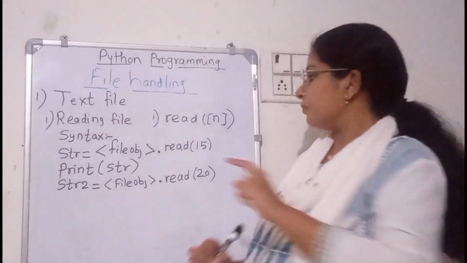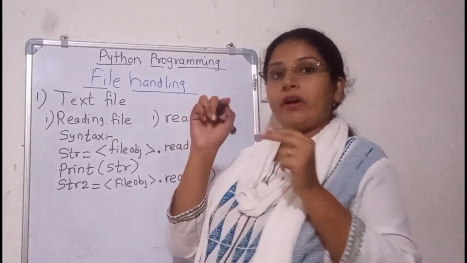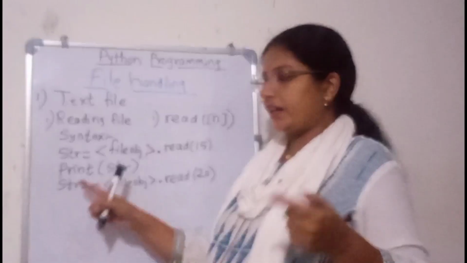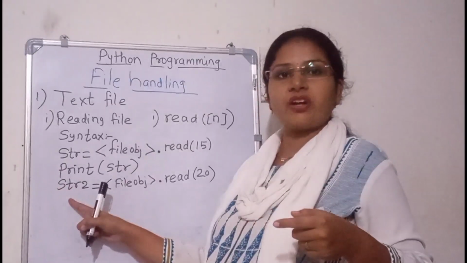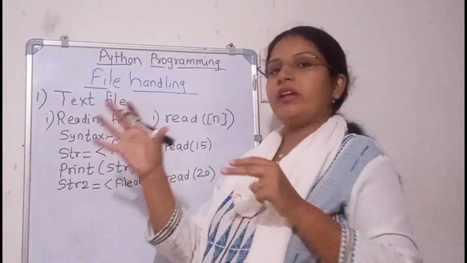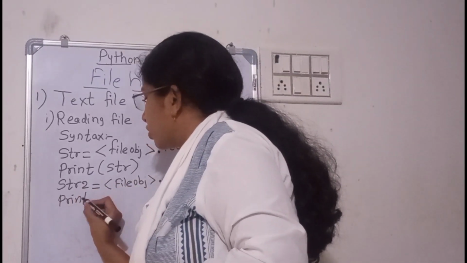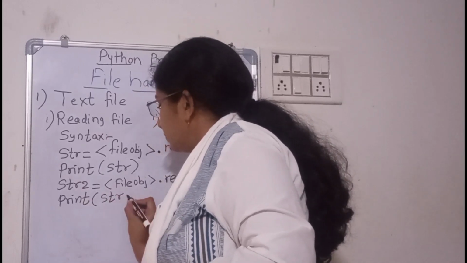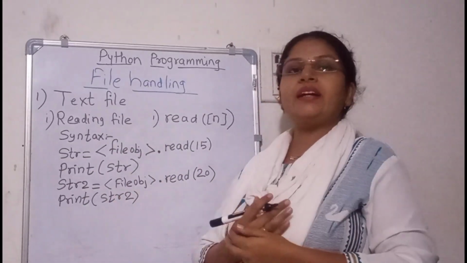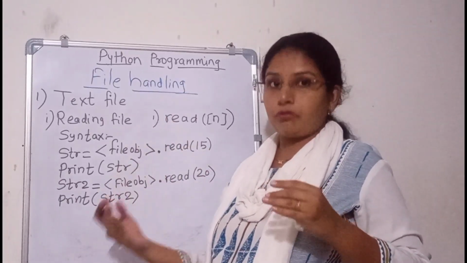So what will happen? The first 15 characters will be read, the pointer will be at the 15th character, and then it will be printed in the output window. Then I am taking the second string, str2, which reads the next 20 characters. The next 20 characters will be stored in str2, and when I use the print function on str2, they will be printed in the output window. So that's how you read from the file.